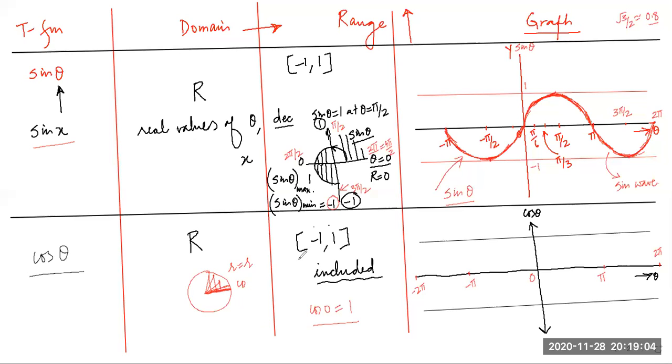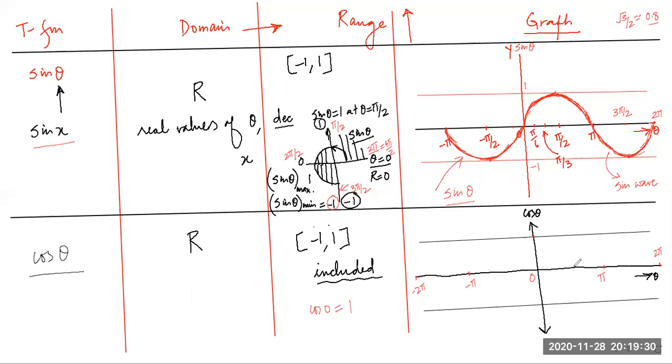Just to remind you how cos 0 is 1. And for cos theta, the base becomes 0 at 90, so cos 90 is 0. So the only difference between the sine curve and the cos curve is, at 0, the cos curve starts from here. Why? Because sine 0 is 0 and cos 0 is 1.